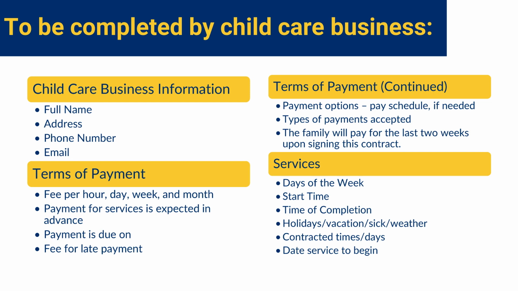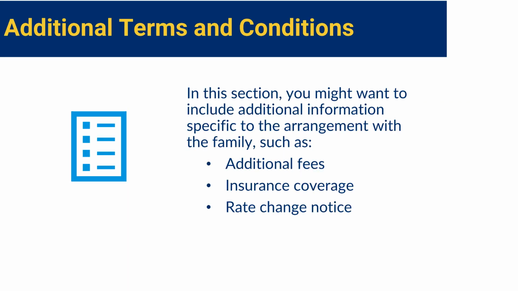It can also include other specific terms, such as the family will pay for the last 2 weeks upon signing this contract. And finally, information about the services offered, such as operating hours, including days of the week, start time, time of completion, and any holidays or vacation closures, sick and weather closure policies, the contracted times and days, and the date services begin. In the additional terms and conditions section, you might want to include additional information specific to the arrangement with the family, such as additional fees, insurance coverage, and rate change notice.